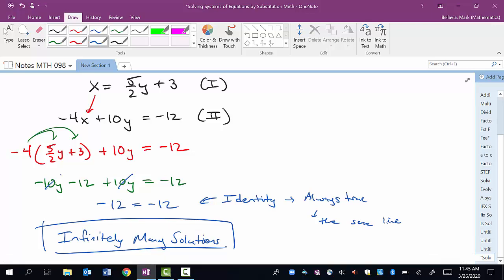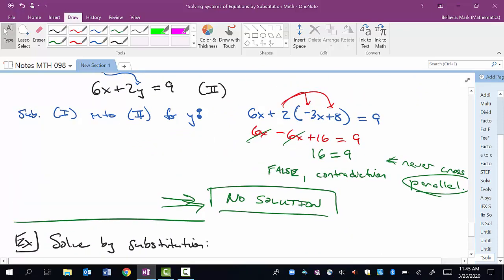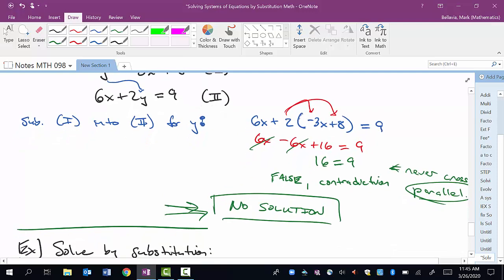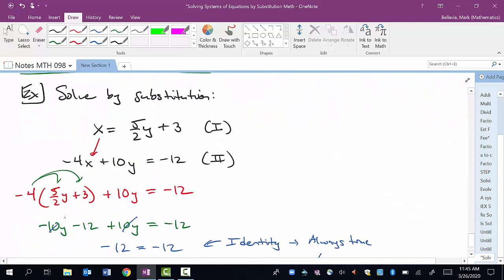So these are two unique cases, these last two we did, where the variables canceled out. If the variables cancel out when you do substitution and you get something that's always true, an identity, it's infinitely many solutions, meaning they're the same line. If you get something that's always false, like we had above, that tells you that you have a contradiction, meaning the lines never cross, they're parallel lines, and then there's no solution.